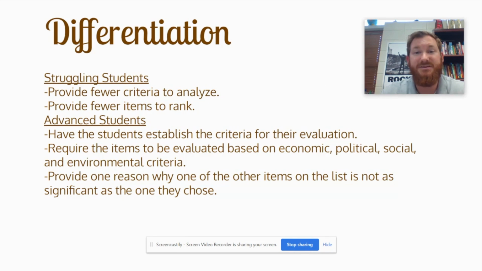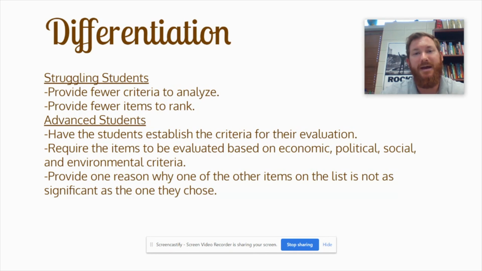To differentiate the strategy, for struggling students, you may provide fewer criteria to analyze and fewer items to rank, but for advanced students, have them establish their own criteria for the evaluation. You can require the items to be evaluated based on ESPN categories, and you can provide one reason why each of the other items on the list is not as significant as the one they chose. So you can extend this and make it even more rigorous.